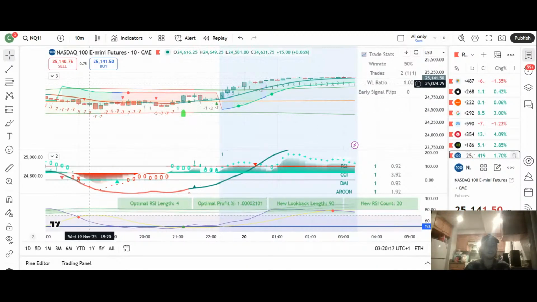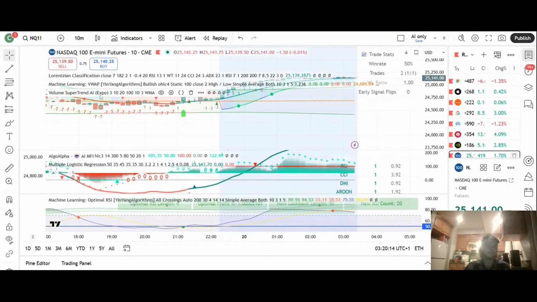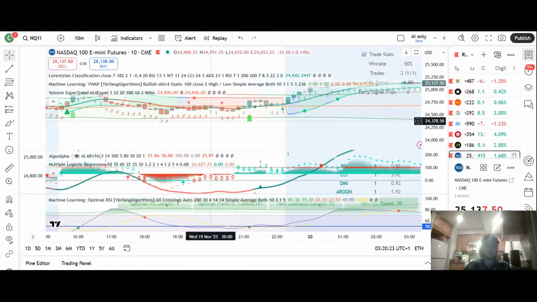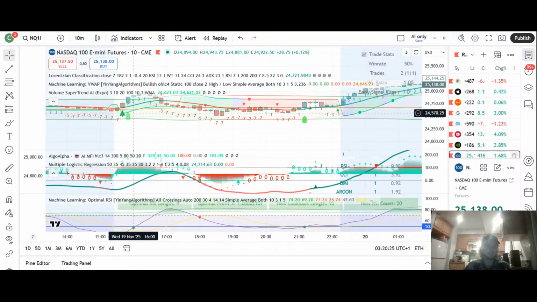So this is a kind of funny concept. This is the AI chart. So we got Lorentzian classification, which is this one. It gives you these little callouts. It is pretty OP to say the least.